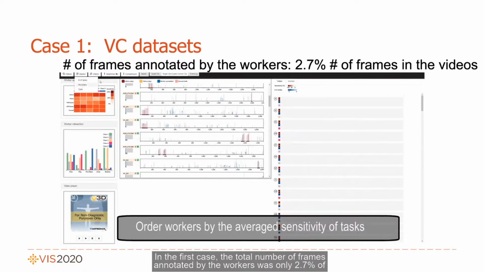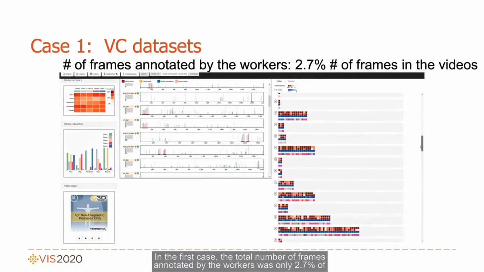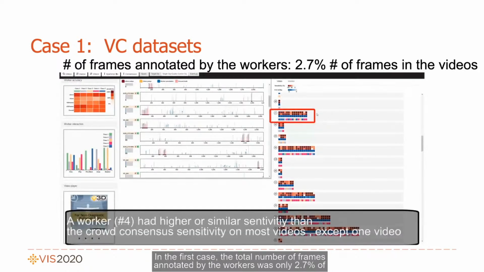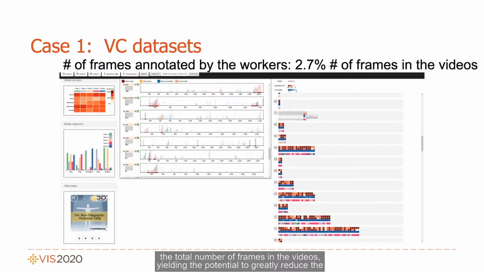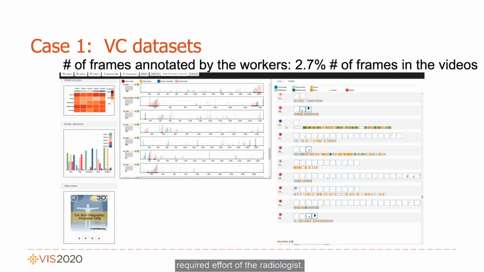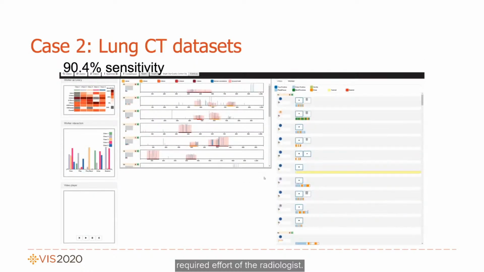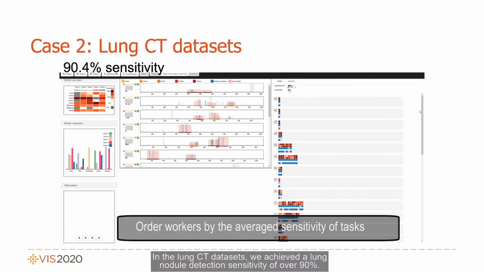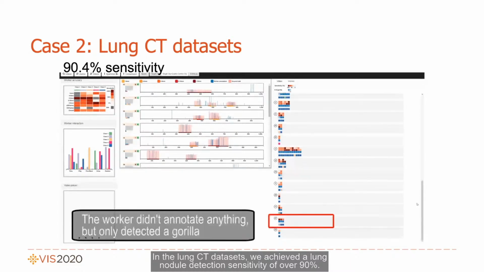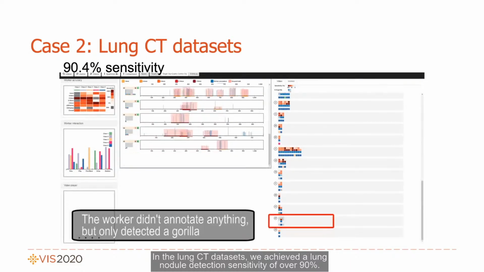In the first study, the total number of frames annotated by workers was only 2.7% of the total number of frames in the videos, yielding the potential to greatly reduce the required effort of the radiologist. In the lung-CT dataset, we achieved a nodule detection sensitivity of over 90%.